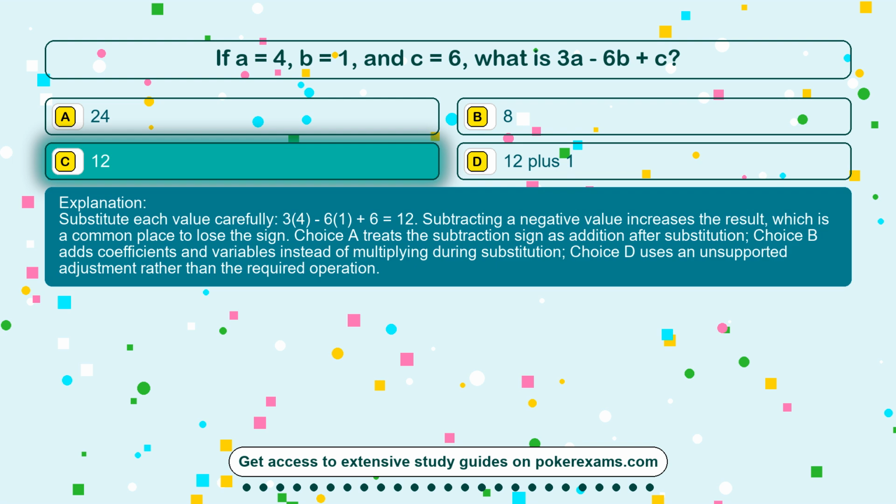Substitute each value carefully. 3 times 4 minus 6 times 1 plus 6 equals 12. Subtracting a negative value increases the result, which is a common place to lose the sign. Choice A treats the subtraction sign as addition after substitution. Choice B adds coefficients and variables instead of multiplying during substitution. Choice D uses an unsupported adjustment rather than the required operation.